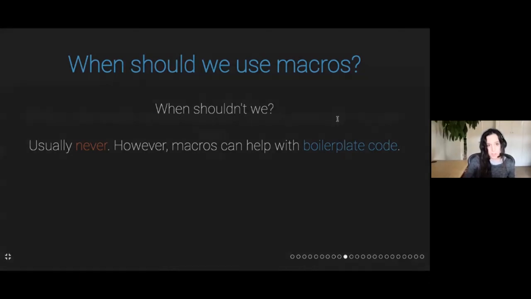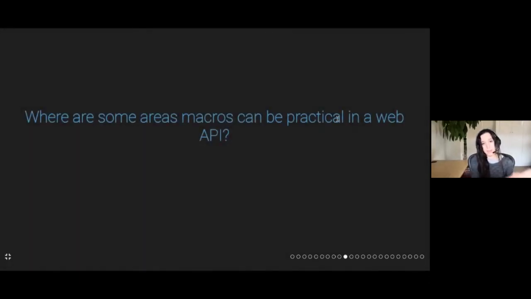Right. Okay, so now we're getting to the actual purpose of this talk. What are some areas macros can be practical in a web API?